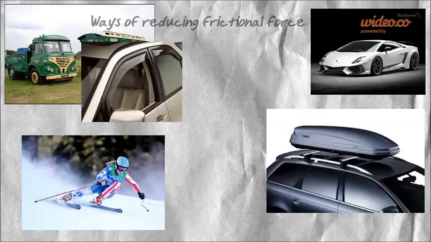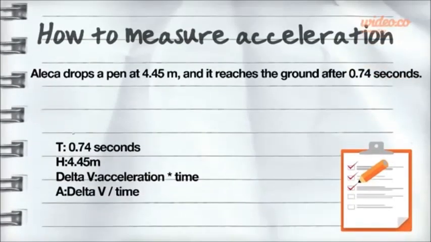Acceleration is calculated in meters per second squared. Therefore, the formula is change in velocity divided by time. The formula can be rearranged. If you want to find out the time, you can rearrange it by dividing change in velocity by acceleration. Here's an example question.